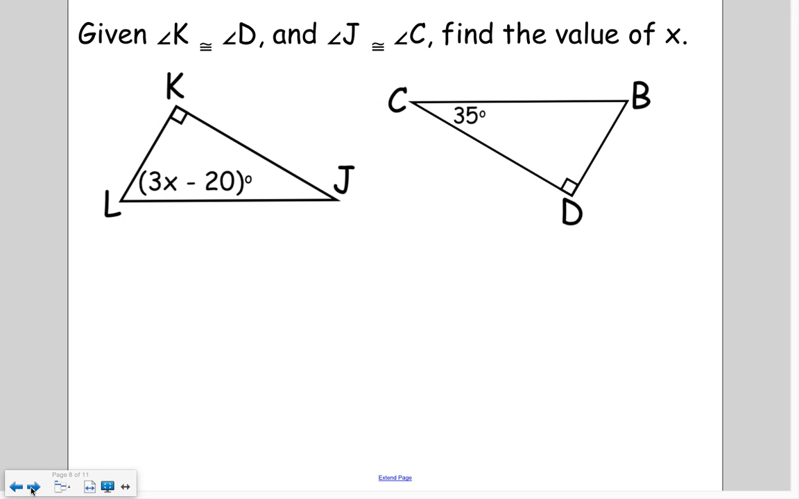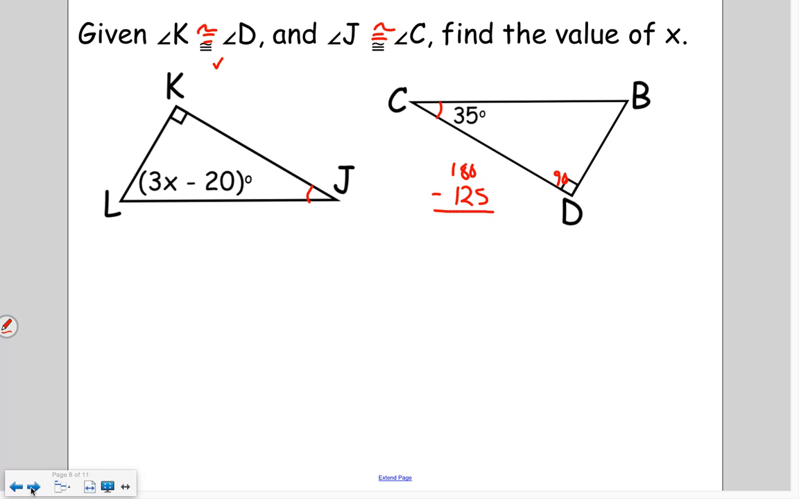Similar here, again, I apologize. Congruent symbol should be up there. Given angle K is congruent to angle D, which they're both right angles, that makes sense. And angle J is congruent to angle C. Find the value of X. Excuse me. All right, here's what we're going to do. I'm going to look at this triangle CBD real quick. If this is 90 and this is 35, if I add those together, I get 125.